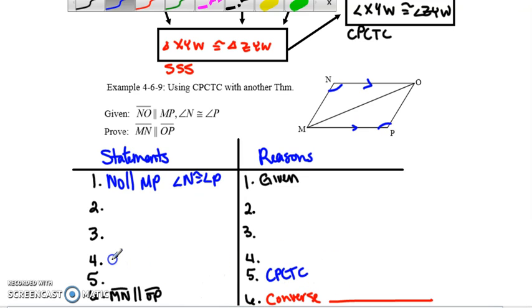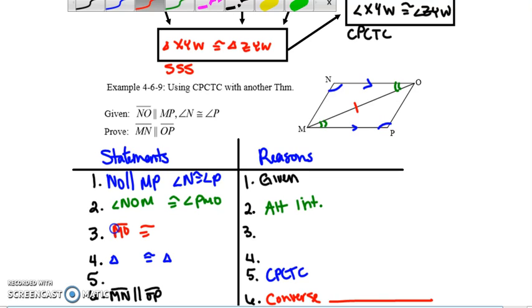All right, so we need to use probably CPCTC, and then we're going to prove our triangles are congruent here. And then we'll go CPCTC, then we'll get to our last thing. All right, so what else can we mark here in our picture? If we have parallel lines, we could mark alternate interior. So that could be marked to get some angles. So angle NOM is congruent to angle PMO by alternate interior. But again, you have to have parallel lines first, which we do. Then we could mark this side to itself by reflexive. MO congruent to MO by reflexive.